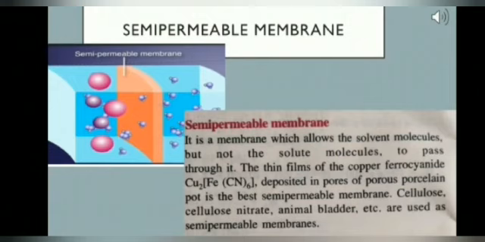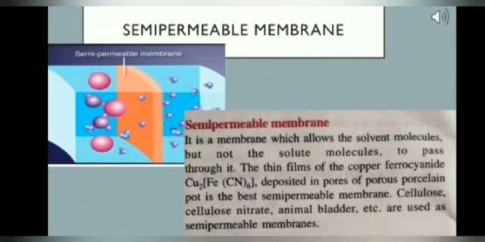Let us study the fourth important colligative property, that is the osmotic pressure. Before studying the osmotic pressure, you have to understand two terms, that is semi-permeable membrane and osmosis. Now what is this semi-permeable membrane? It is a membrane which allows the solvent molecules to pass through it but does not allow the solute molecules to pass through it. Here we are studying solutions, that is solute is dissolved in solvent to form a solution. Here solute is taken in small amount and solvent is taken in excess.